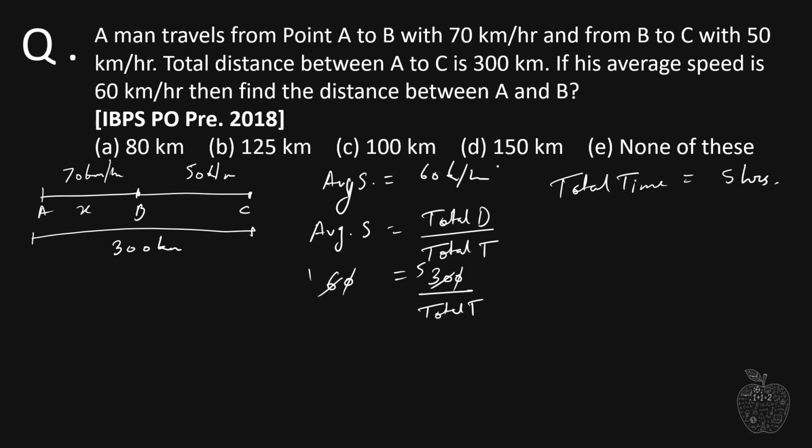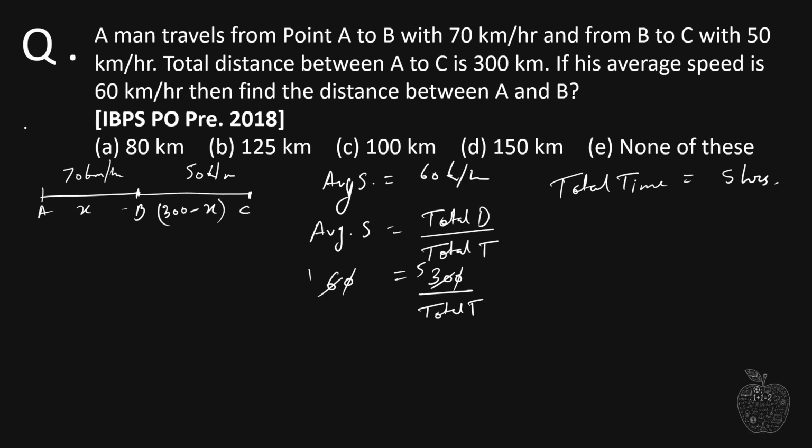All right, now let's say this is the total distance, 300 kilometers. If the distance between A and B is x, then what will be the distance between B and C? If total distance is 300 kilometers, the distance between B and C would be 300 minus x. Okay, this is clear.